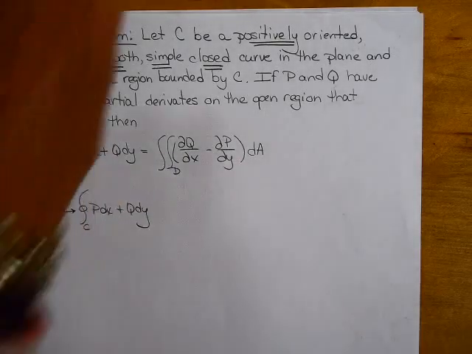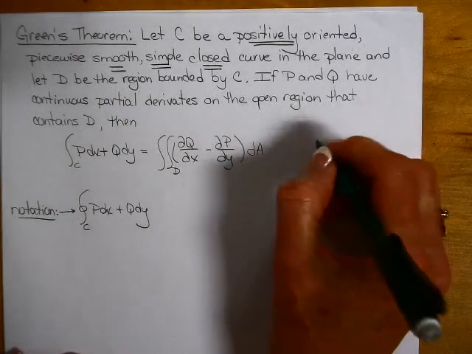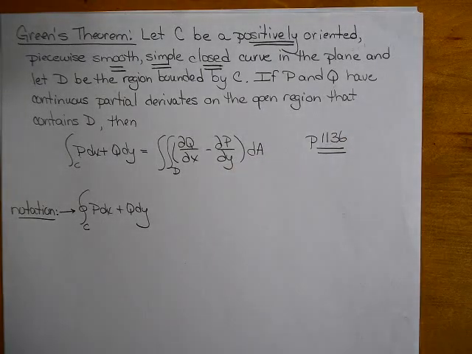y dA. Now, I'll give you a chance to write that down, then I'll tell you what a positively smooth, simple, closed curve is. And this is actually in your book. Green's theorem is on page 1136, in the box in the middle of the page. And the reason you would want to convert this is because sometimes it's easier to use Green's theorem than it is to do the line integral.